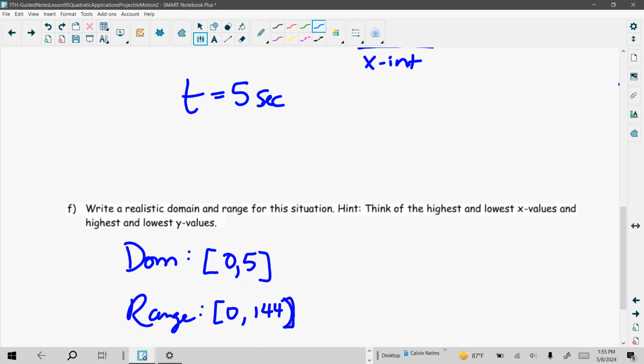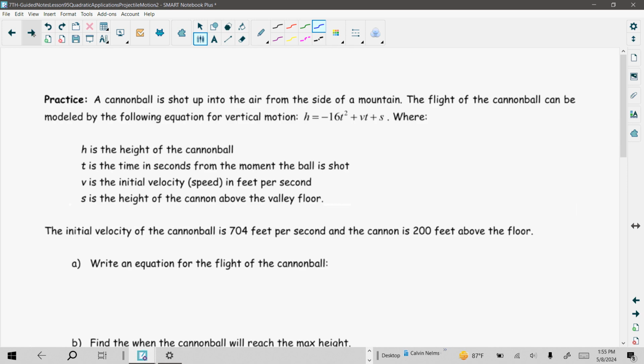All right, now let's look at the next page real quick. So this is a recap of everything we're doing here. A cannonball is shot up in the air from the side of a mountain. It shows us that the flight of the cannonball can be modeled using our vertical motion, which is the projectile motion here. So we're using the same formula. Nothing's changed. And it tells us that h is the height of flight, t is time in seconds, v is initial velocity, and s is the height of the cannon above the valley.